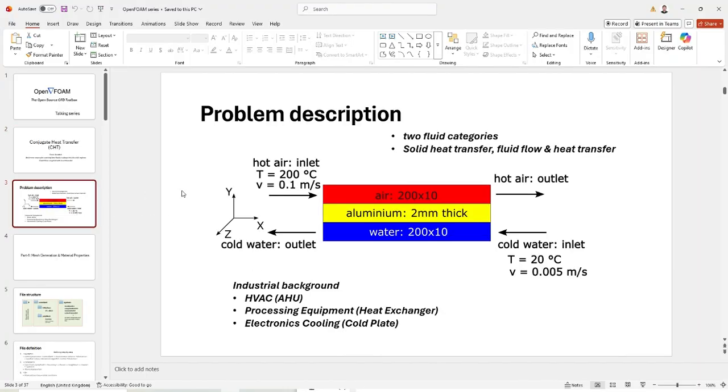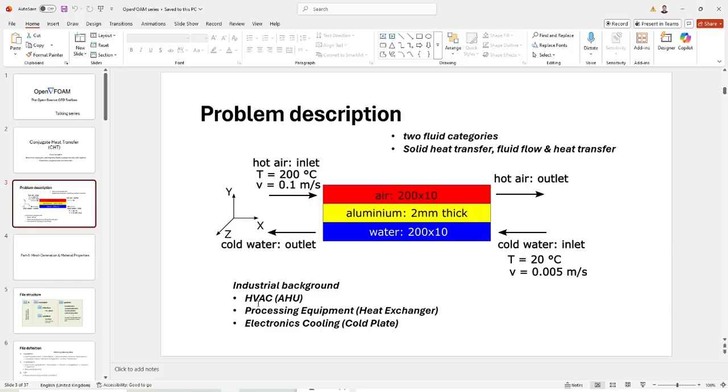So let's quickly look at the problem definition. Look at this, it is a very simple geometry. We have 3 layers of different materials. The outside 2 are air and water, which are fluid domains, separated by an aluminum layer which is 2 millimeters thick, and it's very similar to some industrial background.